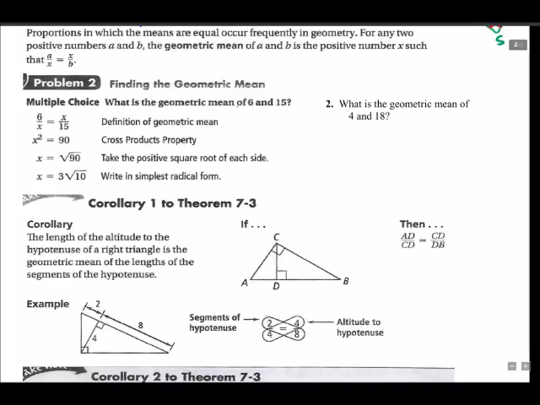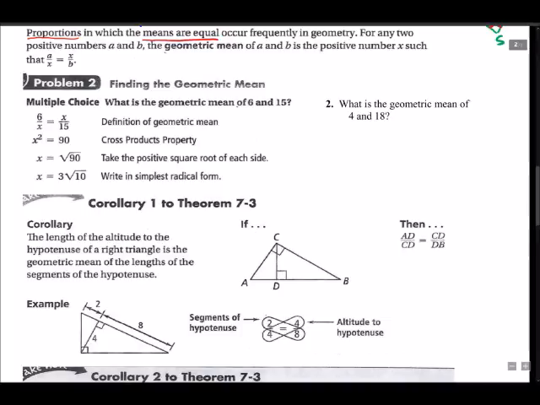This is something we talked about in 7.2, I think it was. Means. Remember when we did means and extremes? And I told you it was going to come up later? Well, here it is. Proportions in which the means are equal. Okay, so your means, those are your inside numbers, bottom left, top right, which your means are equal, happen a lot in geometry.